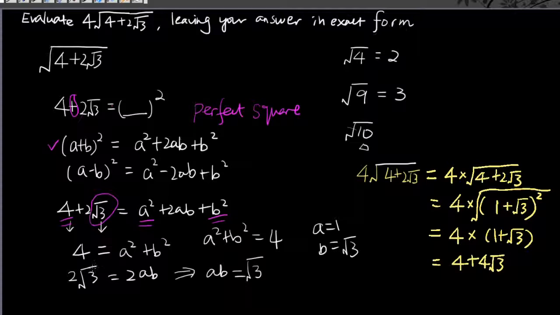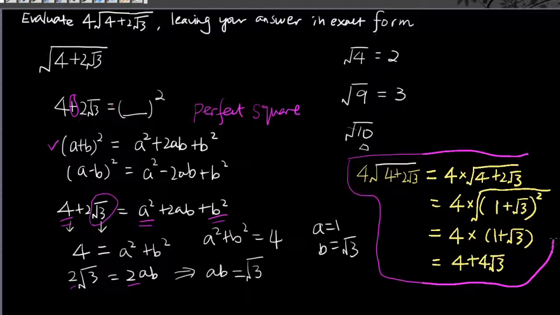So I equate the 4 to a squared plus b squared, and equate the 2 root 3 to the 2ab. From here, dividing by 2 on both sides of the equation, I get ab equals root 3. Then I have two equations: a squared plus b squared equals 4, and ab equals square root 3. Solving the two equations, I get a as 1 and b as root 3. The right hand side part is the formal working. In your exam script, this is the only thing you need to present. The rest of the working and comments you can put on your working paper.